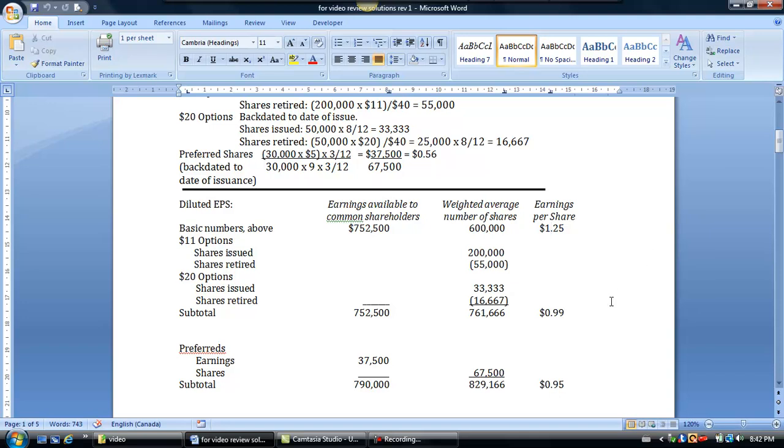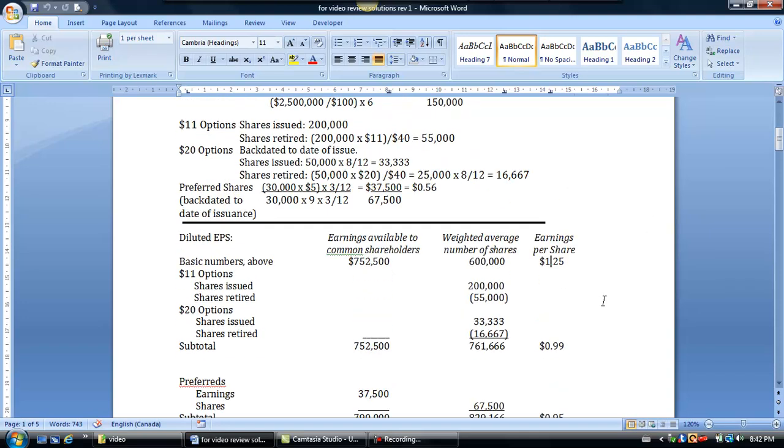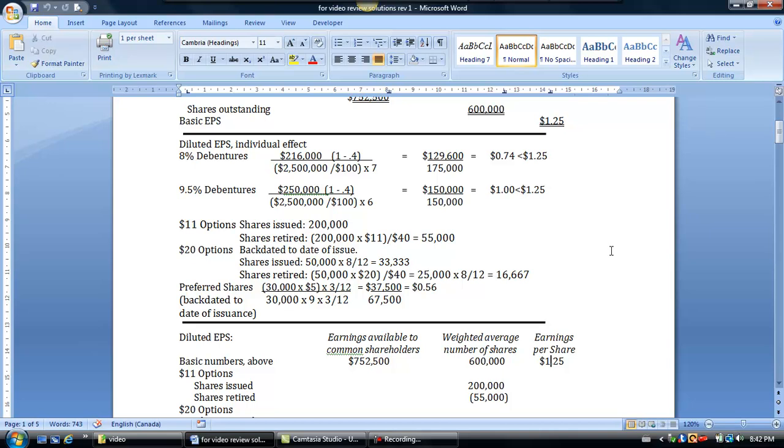$1.25, so I'm fine. Now, the next most dilutive, again, I'm going in order from most to least dilutive. I can see here that each of the debentures has an EPS impact which is more than the preferreds. So the preferreds are going to go first, because they're more dilutive than either of the debentures.